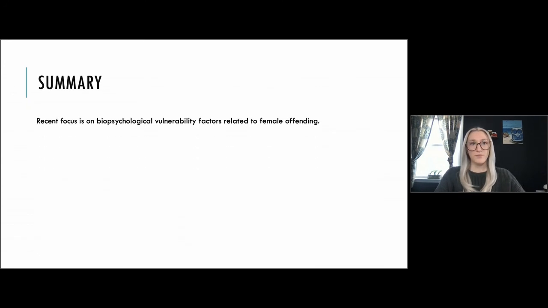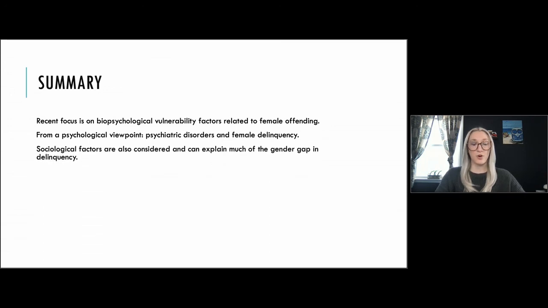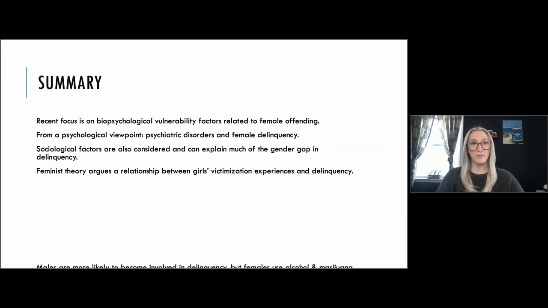So in sum, there's been a recent focus on biopsychological vulnerability factors specifically related to female offending. From a psychological viewpoint, we look at psychiatric disorders and female delinquency. Sociological factors are also considered and can explain much of the gender gap that exists in delinquency. Gender gap meaning the differences in offending and delinquency between males and females. The feminist theory argues that there is a link and a relationship between girls' victimization experiences and them engaging in delinquency.